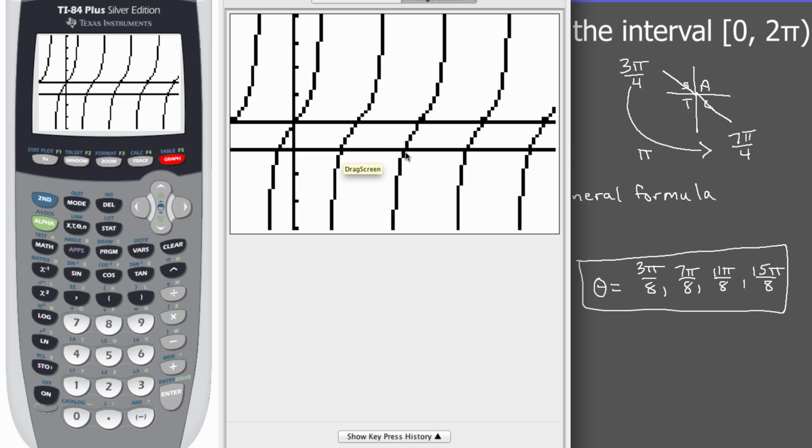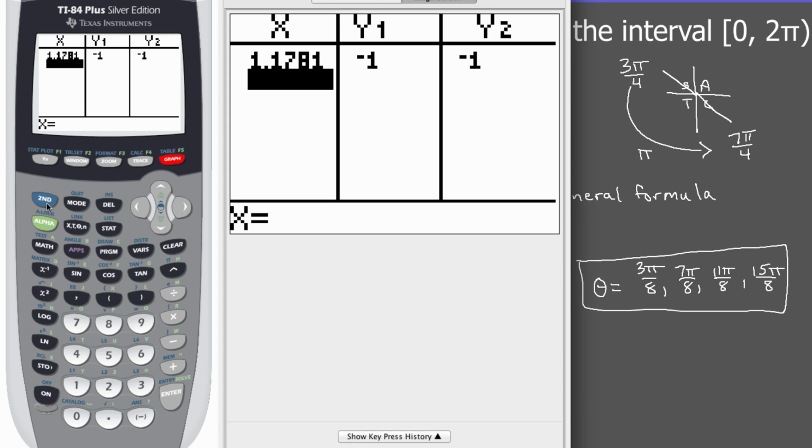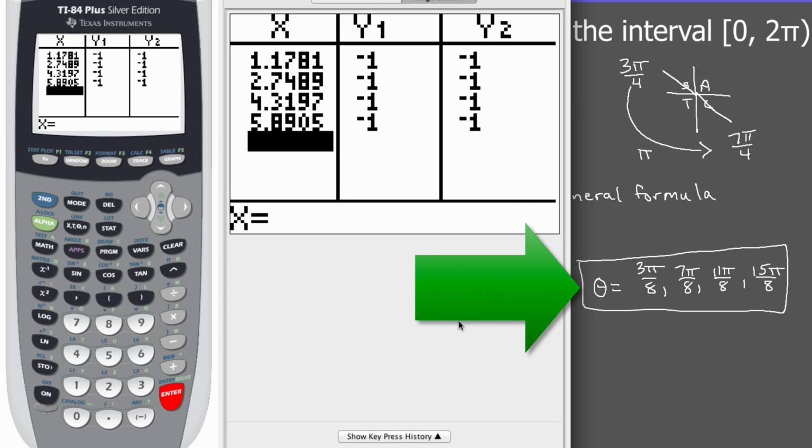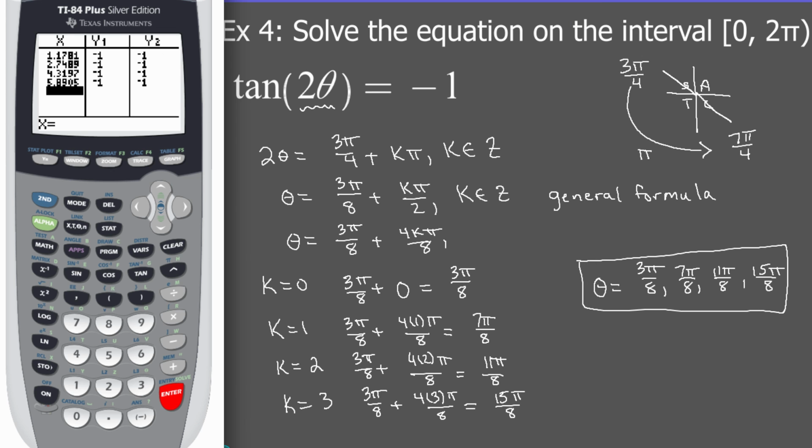Now 7 pi over 8 would probably be this spot right here, so I'm going to go ahead and verify that and type in 7 pi over 8. And again, my calculator helps me out and says, yeah, that is the correct solution. And if I did 11 pi over 8 and 15 pi over 8, I should get the same values. So as you can see from our table of values, 3 pi over 8, 7 pi over 8, 11 pi over 8, and 15 pi over 8 are all solutions for my equation tangent of 2 theta equals -1. So I found my solutions algebraically, but then I used my graphing calculator to help me verify these.